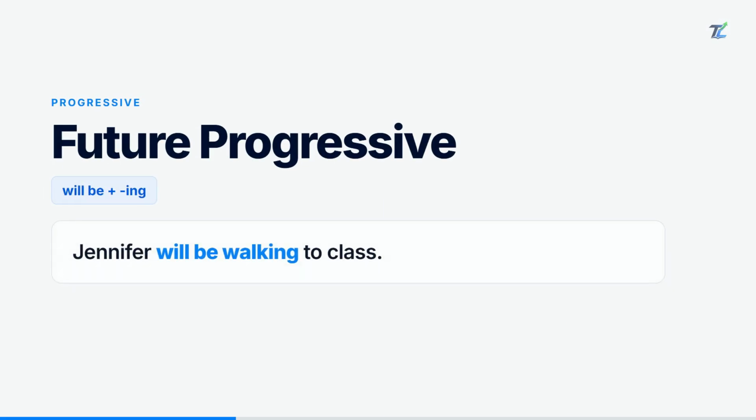Future progressive shows something that will be happening continuously at a time in the future. To make the future progressive, we use the word will plus be and the ing. Will is a modal that has to have a simple form of a verb after it. So we don't use is or are.